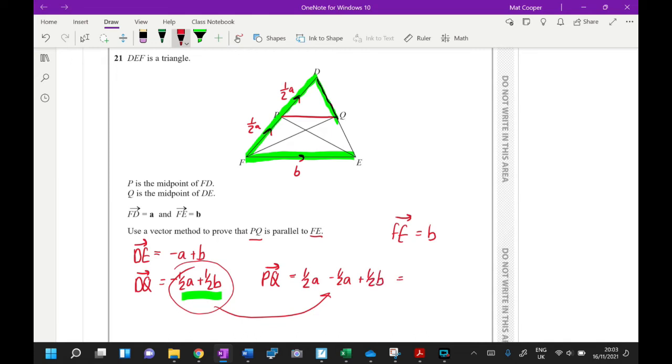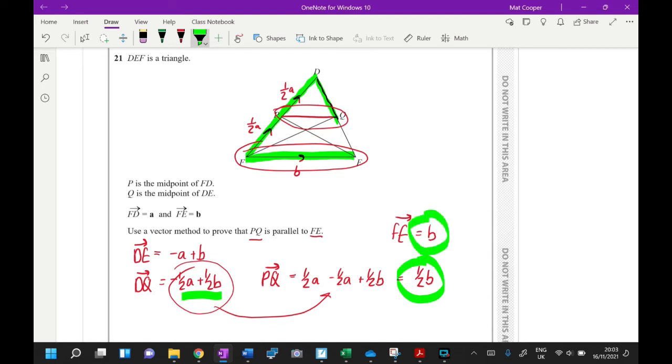Now there's a bit of vector algebra I can do here. If I've got a half of A and I take away half of A, no A's to be seen. So P to Q is just a half of B. Now a lot of you actually wrote that down. You said, well, that has got to be half of that, and it is true, but that's sort of using geometry, not vectors. What we've now shown is that P to Q is a half of B and F to E is B.